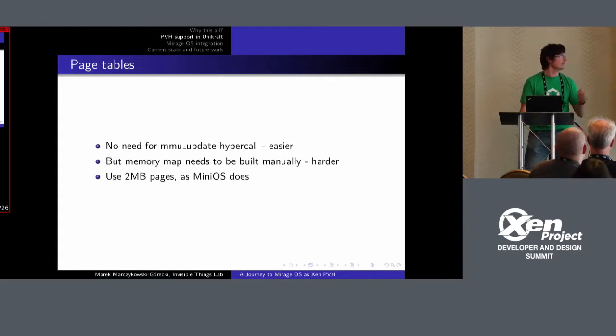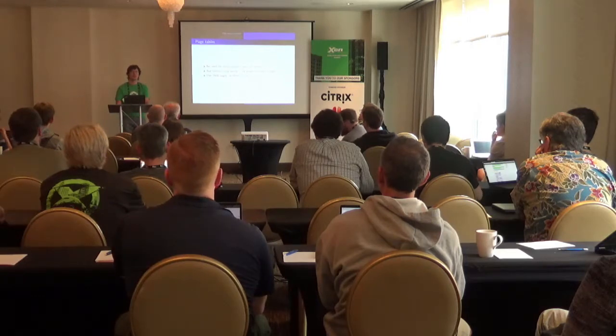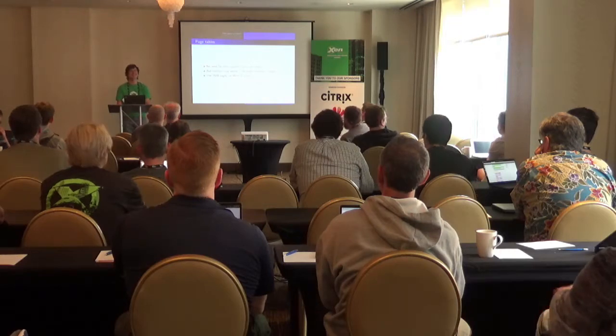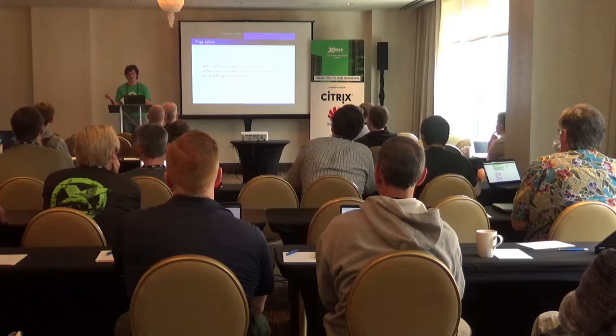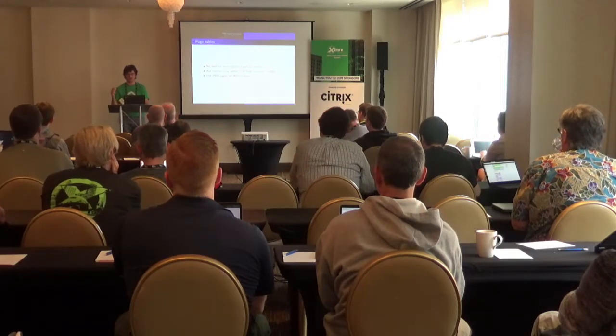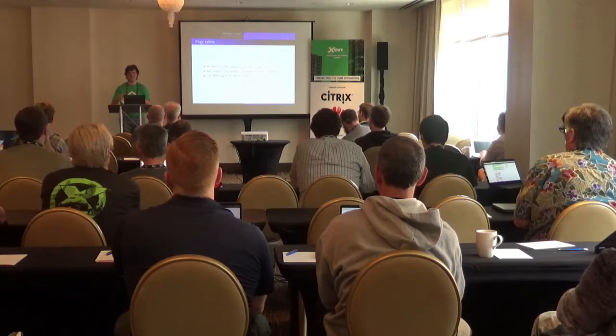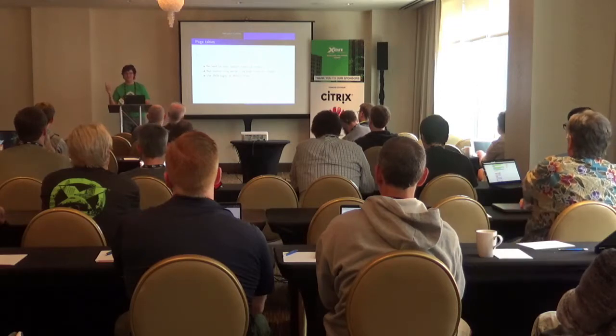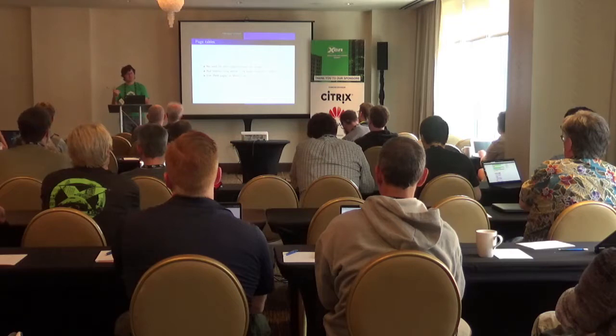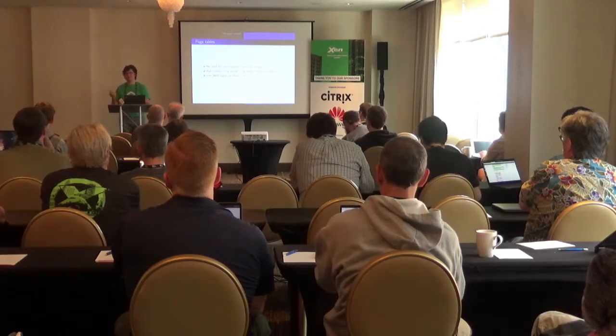So first, okay, no need for MMU update. Cool, let's comment it out and see what happens. But the problem is I need to build that page tables, and I need to guess or find out some way what memory areas I can actually use. Yep, I found out that one, but still I need to be careful, for example, to not reuse my old code pages and also not overwrite this hypercall page and a few more structures.